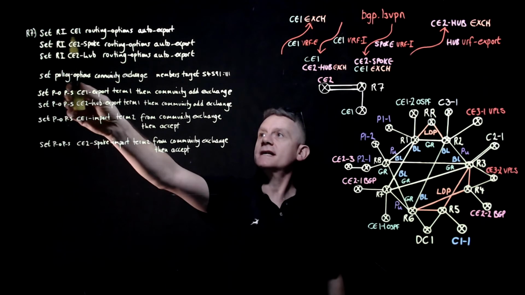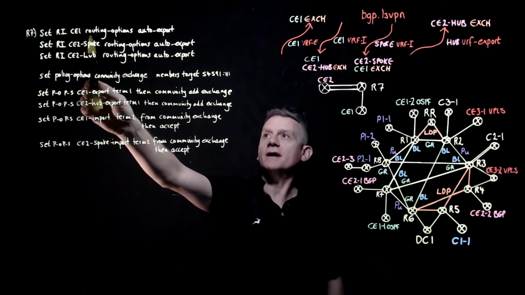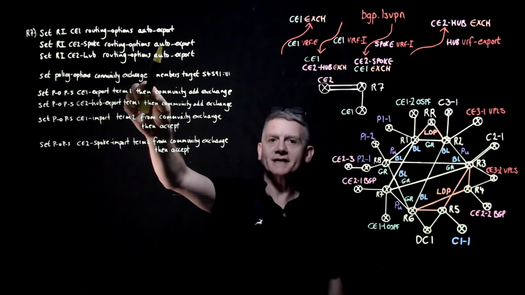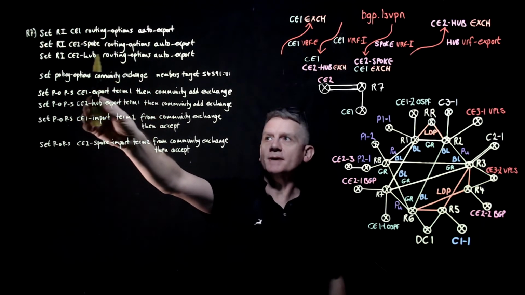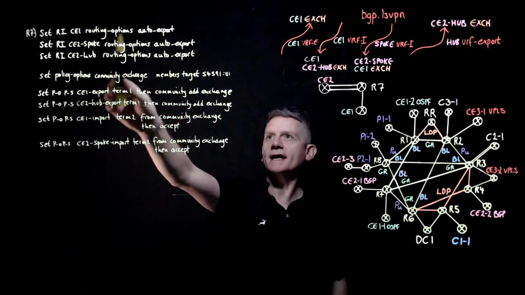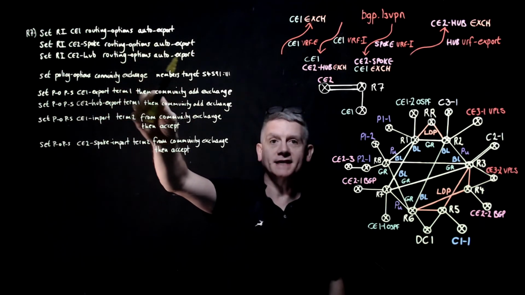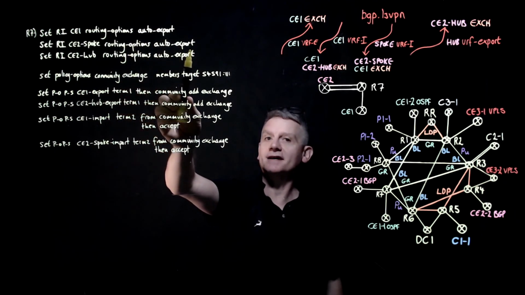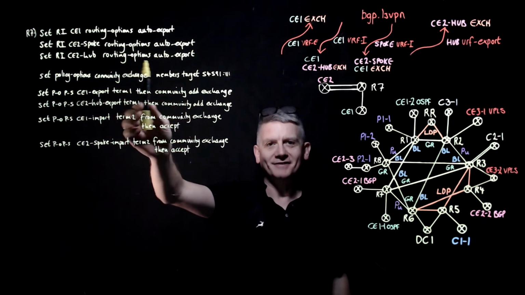So set routing instances CE1, routing options, auto export, and CE2 spoke and CE2 hub. So we're setting this auto export on all 3 of these routing instances, and we're doing it inside the routing options, inside the routing instance.